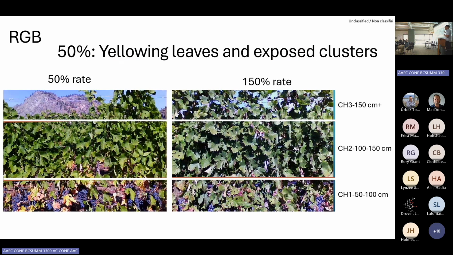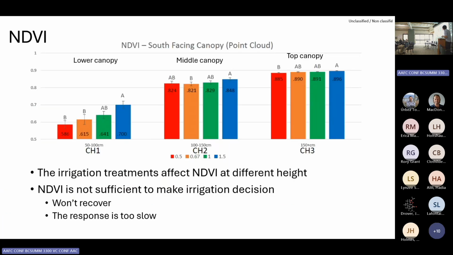Okay, so here is the RGB remote sensing type of data, or observation. And actually we did see a really strong yellowing and leaf fall over the basal shoots, basal nodes. So this is kind of a stress level we got. And over here, that shows the NDVI.